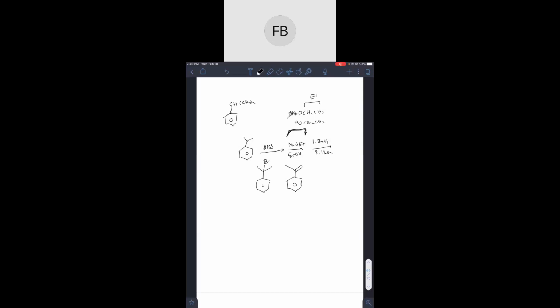Then after that, B2H6, H2O2, that should be very familiar to you. That's anti-Markovnikov addition of an H and an OH. So we have a double bond here. We're going to add an H and an OH. So it's anti-Markovnikov, so the H goes to the place with the least hydrogens, so that means the OH goes there. And that's your answer. Is that good?